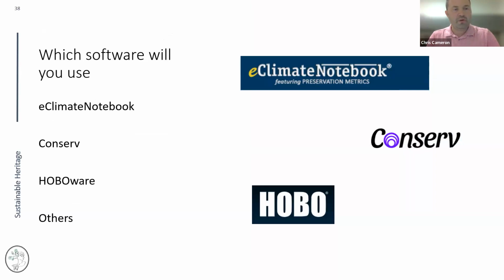And what software will you use? There are multiple types of software: eClimate Notebook, Conserve, HoboWare, and even a few smaller brands out there. The two prominent ones, eClimate Notebook and Conserve, are both good software, but just like data loggers, look into them and find what works best for your institution. Both eClimate Notebook and Conserve, and even HoboWare, are pretty easy to use, but right now only Conserve and eClimate Notebook have the metrics to help identify issues and do data analysis.